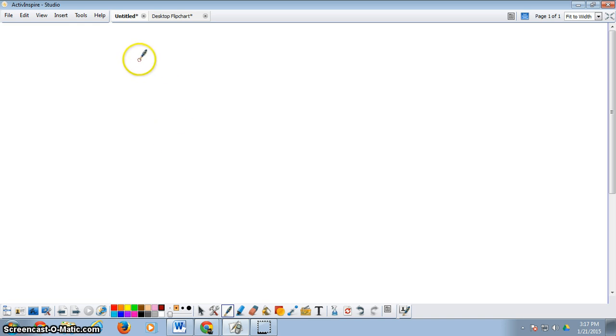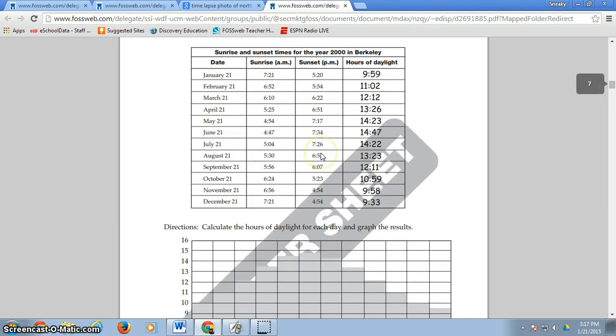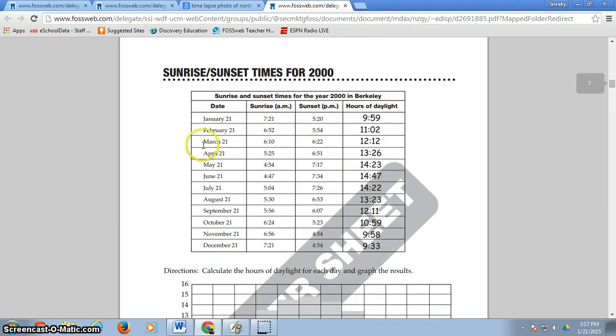So for instance, if we have a sunrise, and I will show the answer sheet here. If we have a sunrise and sunset, we can calculate the hours of daylight. And I'm going to do a couple of these problems and work them out. Let's take a look at February, and we'll do February as a practice problem.